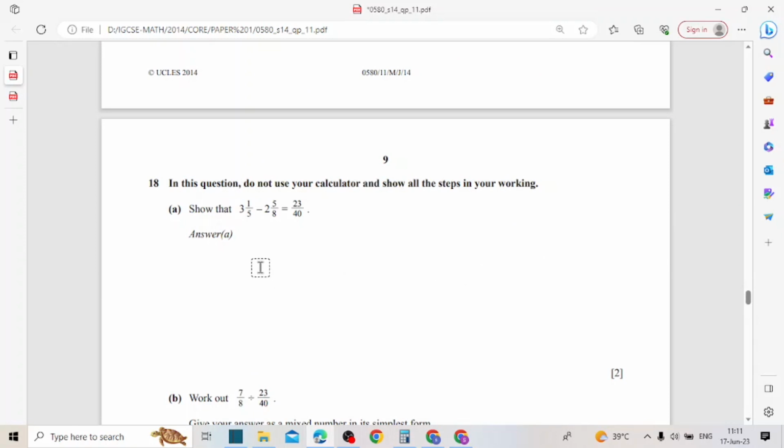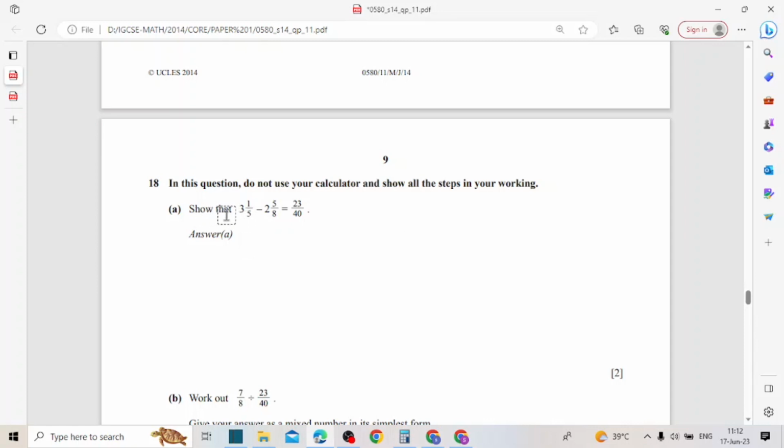Now, in this question, do not use your calculator and show all the steps in your working. So literally, you are not using any calculator. You are writing the steps using your pen on this paper. Okay, so we will try the same thing over here.